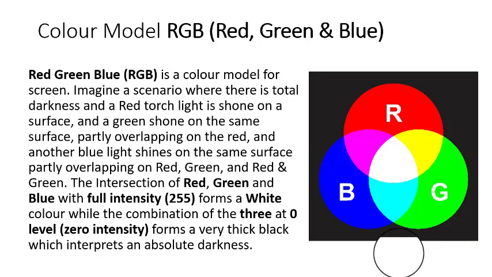So let's move on to color model. And the first we are taking is RGB. RGB is red, green, and blue. RGB is the color model for screen. Yes, you should take note of that because it has to do with light. So it's the ideal color model for screen. Imagine a scenario where there is total darkness and a red torchlight is shown on a surface. So that is RGB color mode for you.